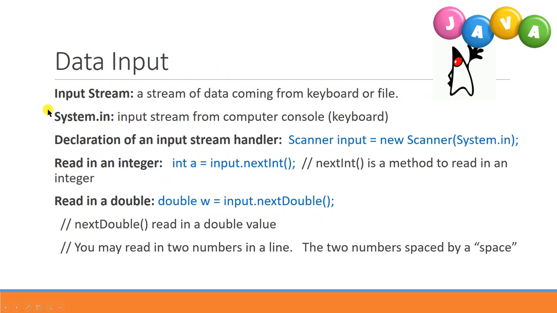So in this lecture, we introduce the input stream and standard input stream, and we declare an input stream handler with Scanner input = new Scanner(System.in) as the statement to declare the input stream handler. And then we read an integer in this format. We declare an integer variable a and take the input in the integer format from the input stream. And then we also can read a double value, double w = input.nextDouble(). This will take the symbol from the standard input stream and then convert it into the double format.